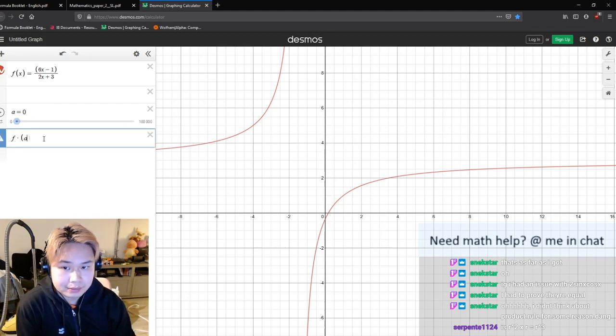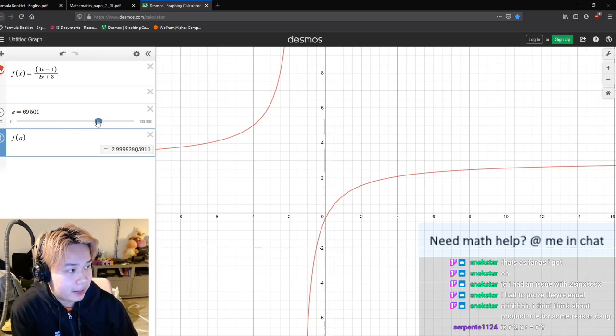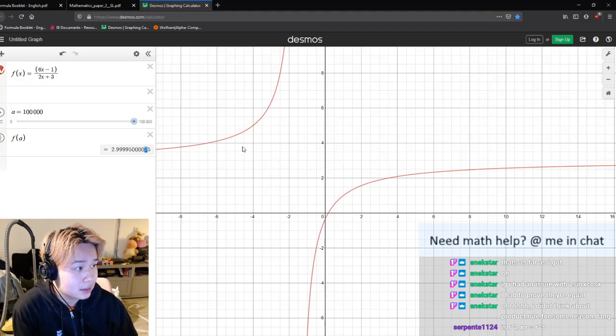Now, basically, if my a value is 0, then the value of my function is negative 0.33. And then as I drag this and get it larger and larger, we are trying to observe the value of the function and try to see its limit, in other words, what it's trying to head towards. And you can see it's getting closer and closer to 3. And that's literally what a horizontal asymptote is. You take the limit as x goes to infinity or negative infinity.